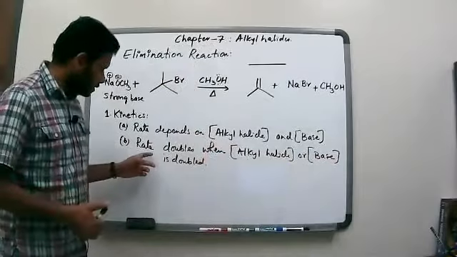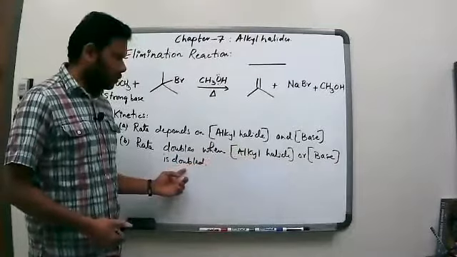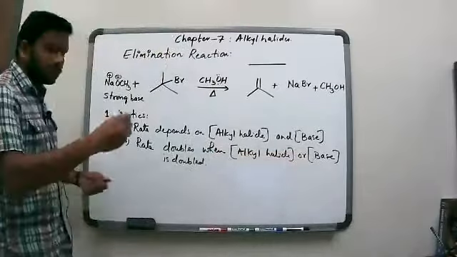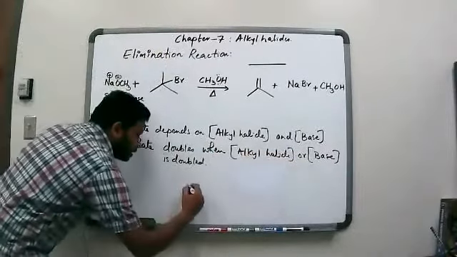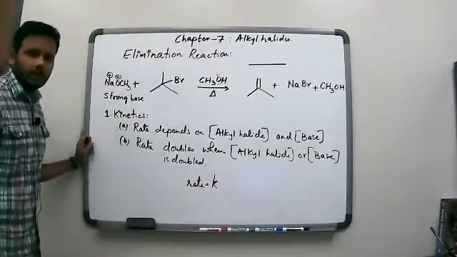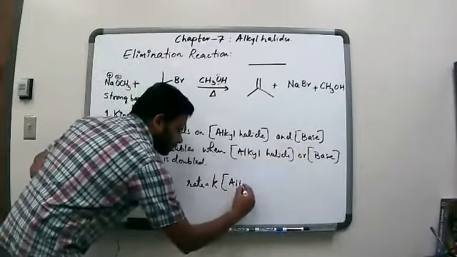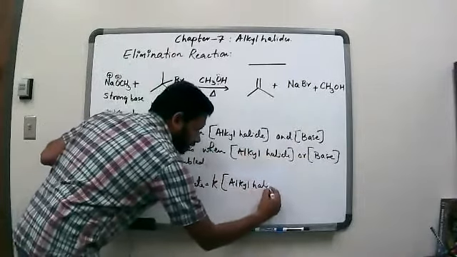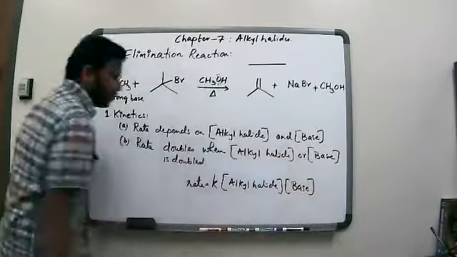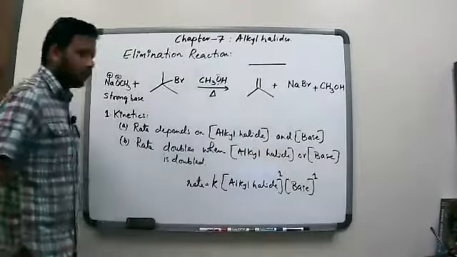So essentially what we're saying is the rate is going to double when the concentration of the alkyl halide is doubled, and it's also going to double when the concentration of the base is doubled. So based on that, we can write a rate law. The rate law should be rate equals the rate constant times the concentration of the alkyl halide times the concentration of the base. And the power is 1.